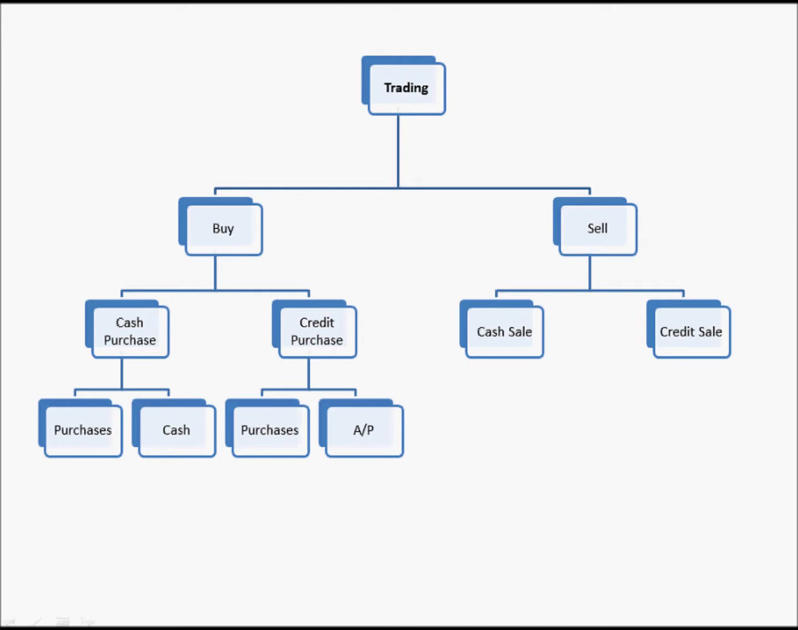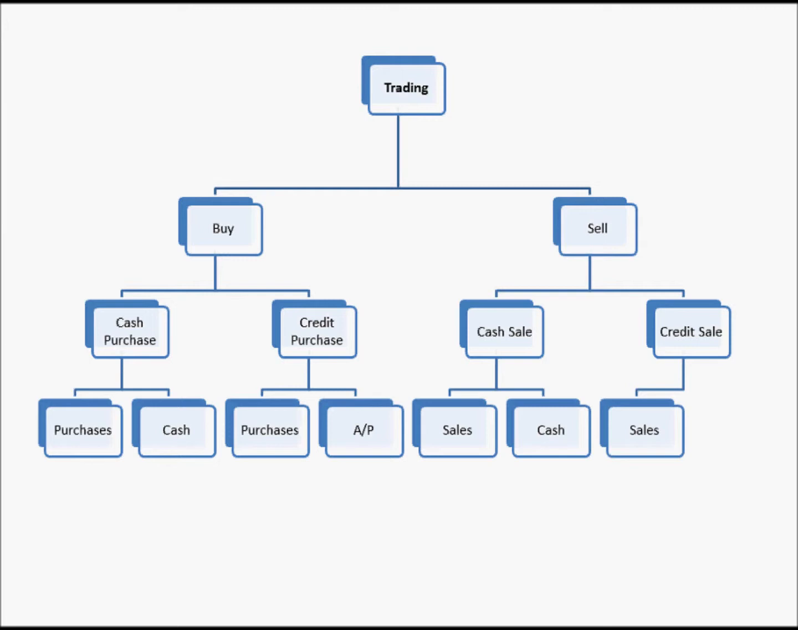The next financial transaction is cash sale. Cash sale will affect 2 accounts. Number 1, sales, and the second one is cash. Sales is a revenue account, cash again is an asset. In a similar way, credit sales will impact on sales, that's a revenue account, and on our debtors, the records of people who owe us money, people from which we will receive the money, and therefore we call them accounts receivable.